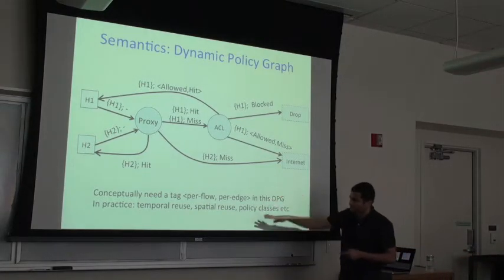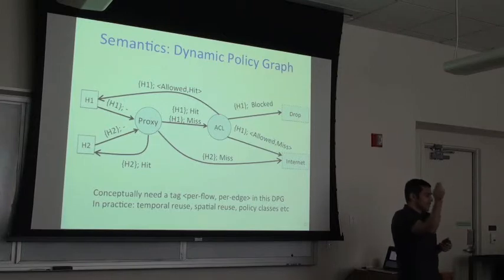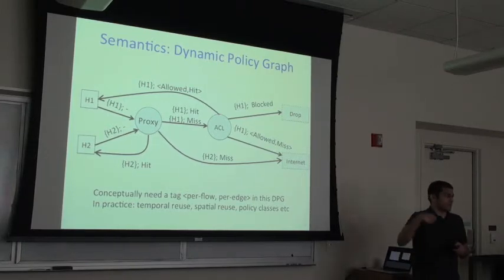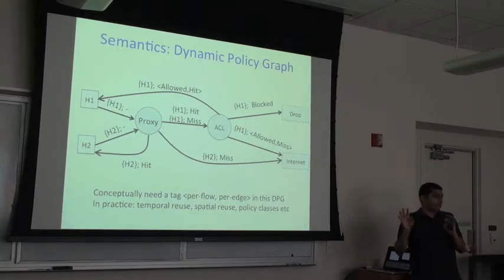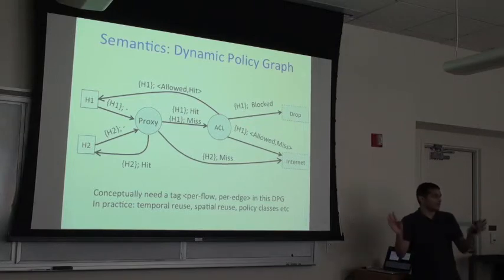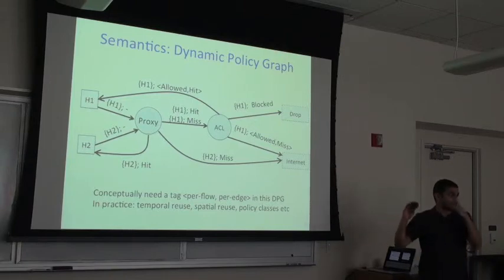Again, there's another practical question: can we actually have enough tags? I think somebody asked, can you encode these tags in practice? It turns out we can reuse tags across flows, we can reuse tags spatially, and we can do it within about 16 bits. We have to repurpose something in the header, be it the VLAN field or the IPID field or the IPv6 flow label field, but it's possible. It's not too high, it's about 16 bits.